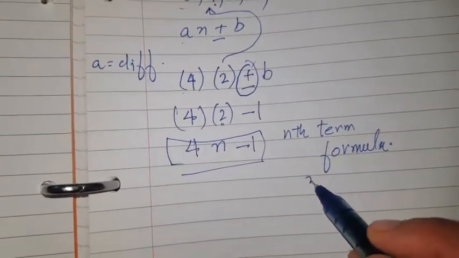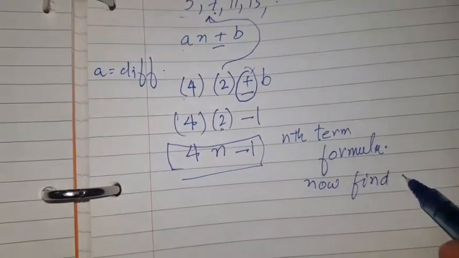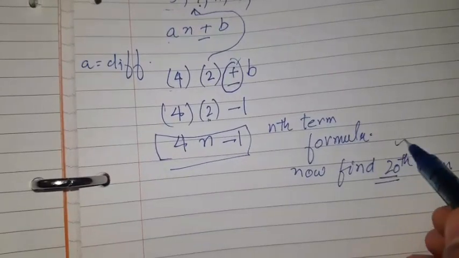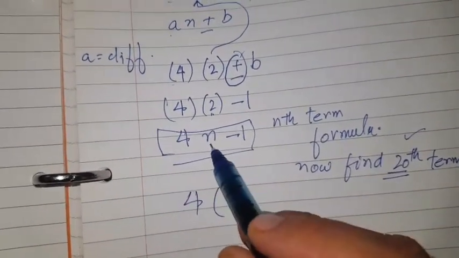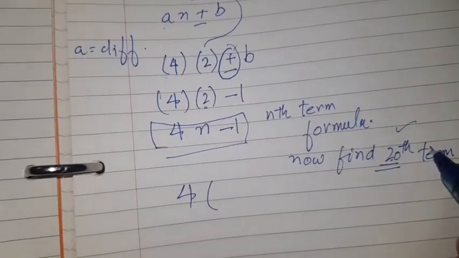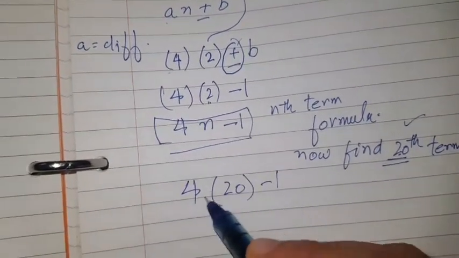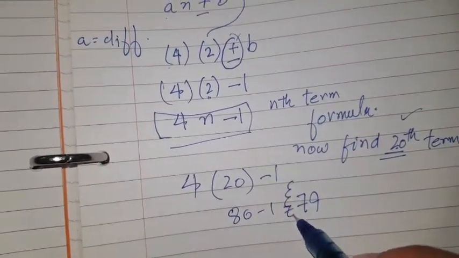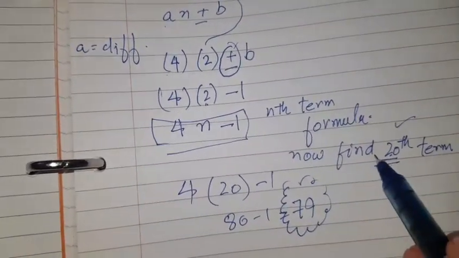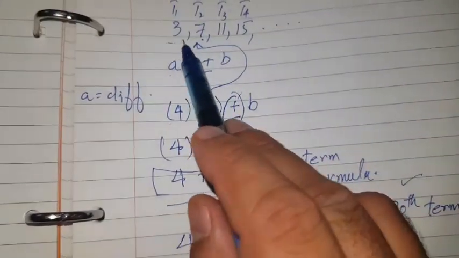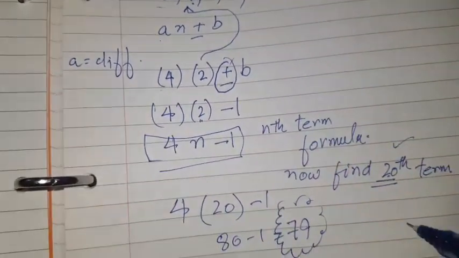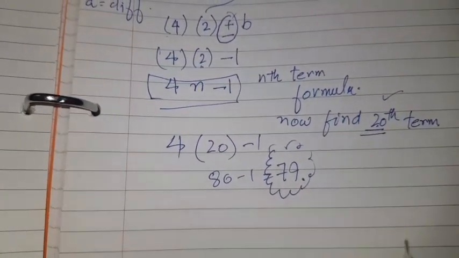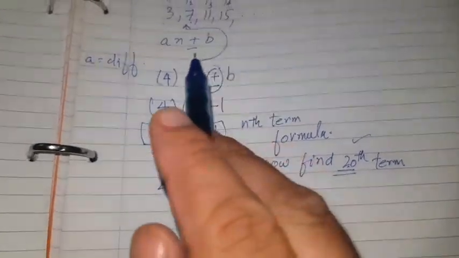Now if they ask you to find the 20th term, then to find the 20th term, we know that we are talking about the 20th term number. So I will write here 4. N is my term number, and I'm being asked to find the 20th. So I will put 20 here, minus 1. 4 times 20 is 80. 80 minus 1 is 79. This means that my answer is 79, the value of the 20th term. This means that if I keep on writing these terms, the value of the 20th term will be 79. So this is the nth term formula, and this is how we make the nth term formula by using the given sequence.